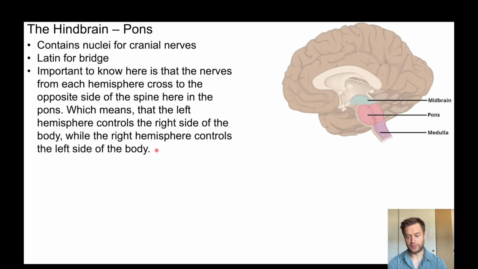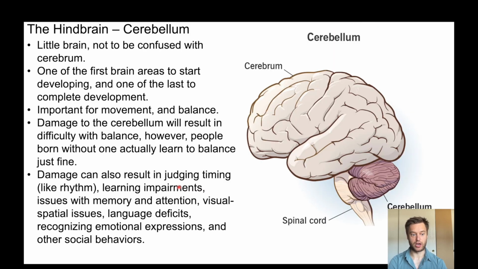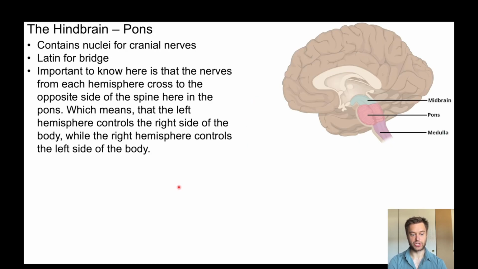The pons is also a part of the hindbrain, and it is Latin for bridge. And the reason why it's Latin for bridge is because this is where essentially the nerves are going to cross over. So it's important to know here that the nerves from each hemisphere cross to the opposite side of the spine, which means that the left hemisphere controls the right side of the body, while the right hemisphere controls the left side of the body.